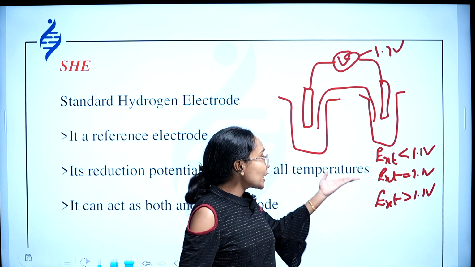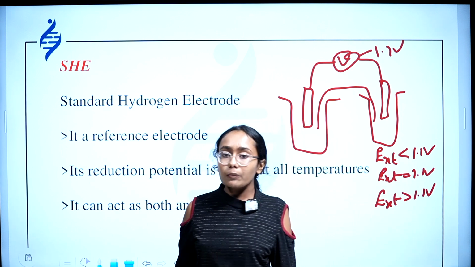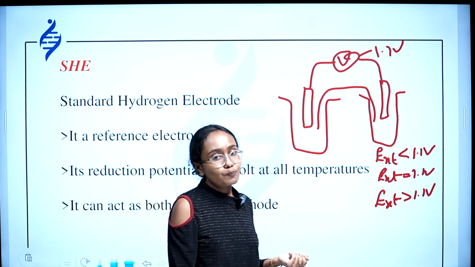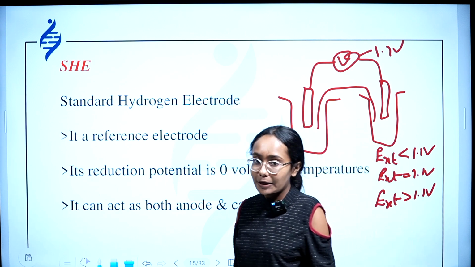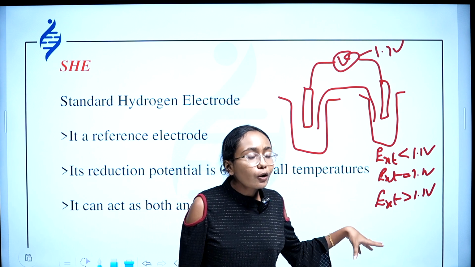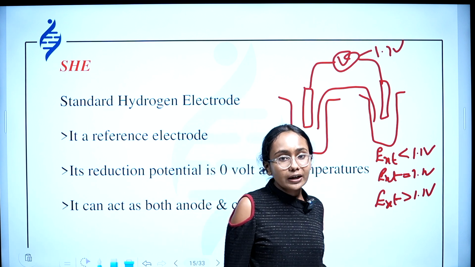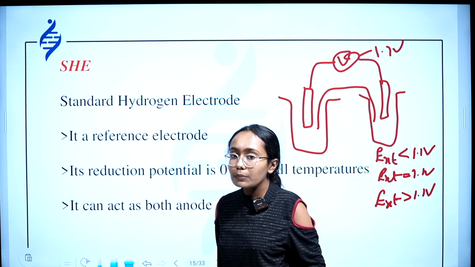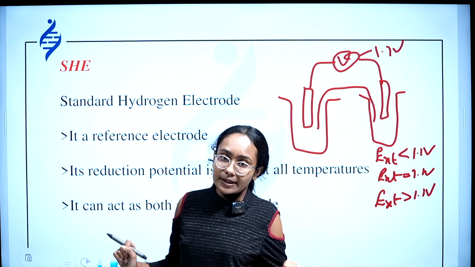Now the second case is when the applied potential is equal to 1.1 volt, which is equal to the potential of the Daniell cell. What will happen to the system? Actually, in such a case, no reaction will take place, which means there will be no flow of electrons or no flow of current detected. The voltmeter will show no deflection. When the external potential is equal to 1.1 volt, no reaction will take place.